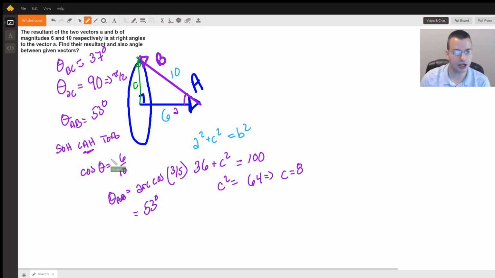So that's how you look at this problem. A little bit of fun with vectors and angles and trigonometry, but overall, pretty good problem. Thanks for asking.